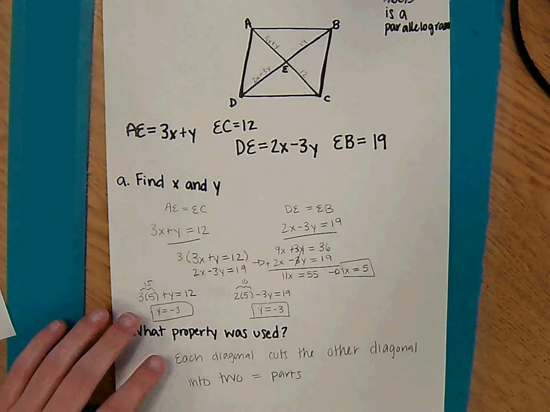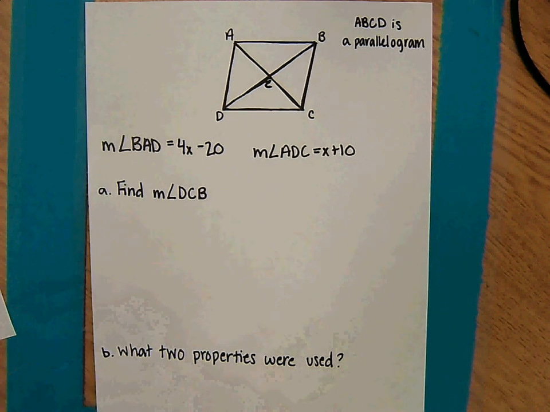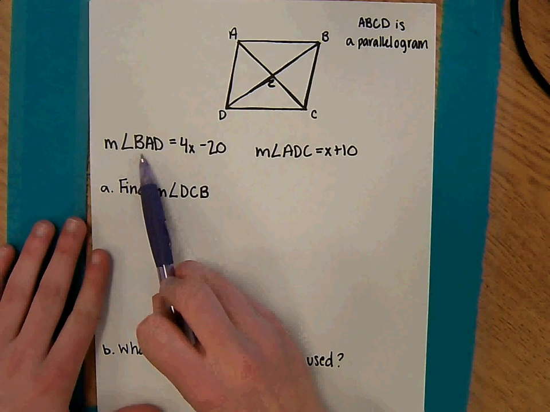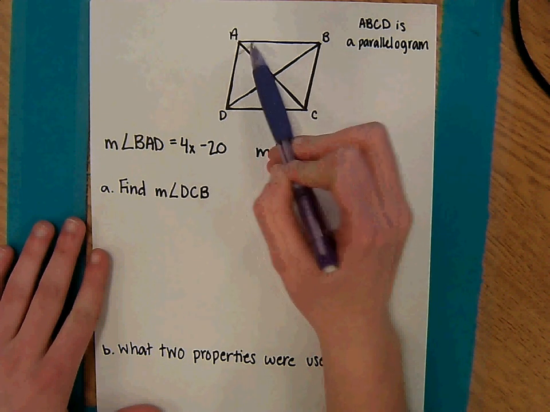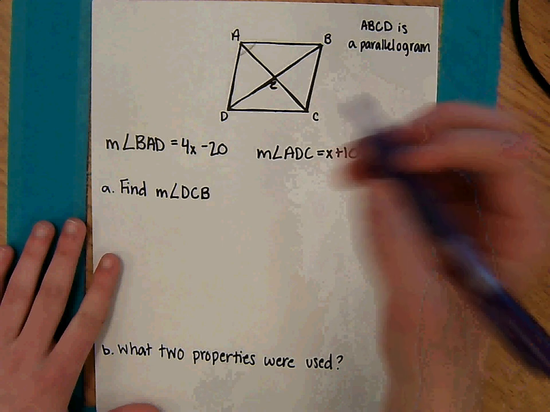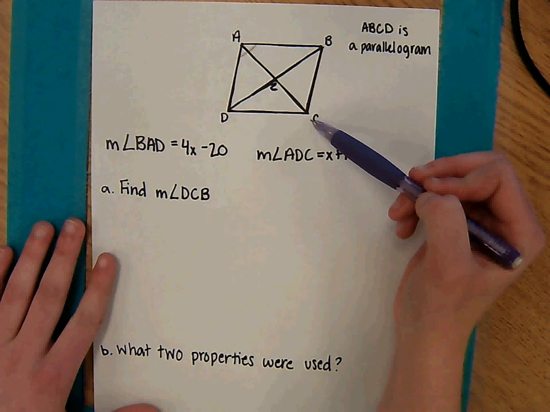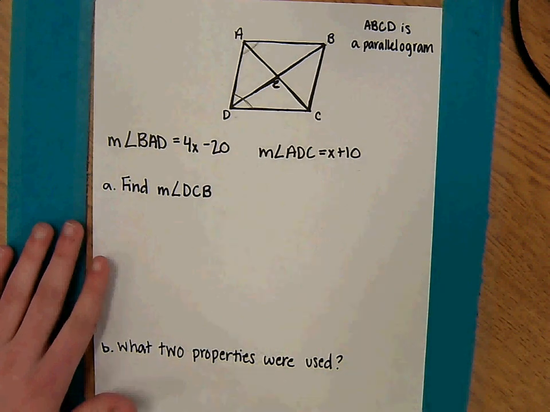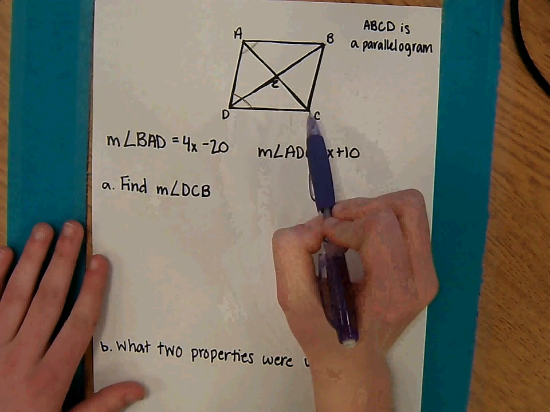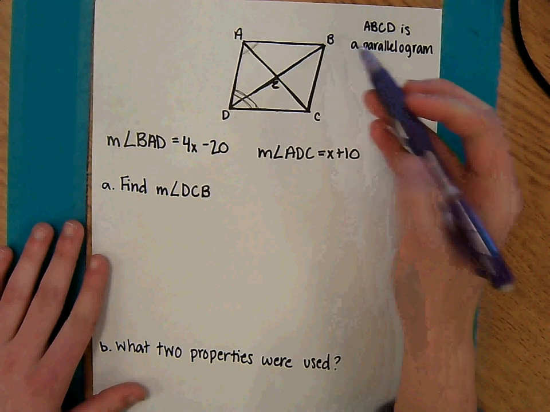Alright? Now, this next problem, we're going to use the same parallelogram. This time, instead of doing the sides and diagonals, we're going to do the angles. So, measure of angle BAD is right here, that's this whole angle, and it says it's 4x minus 20. Now measure of angle ADC is x plus 10, which is this angle here. And they want you to find angle DCB, which is this, we'll show that they're different and not congruent.